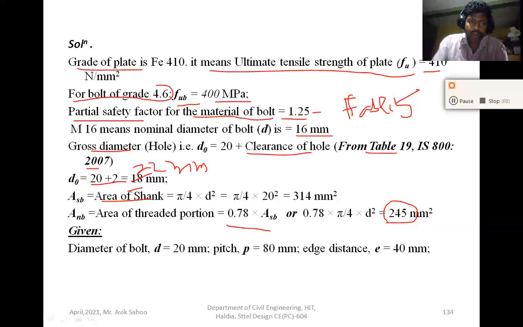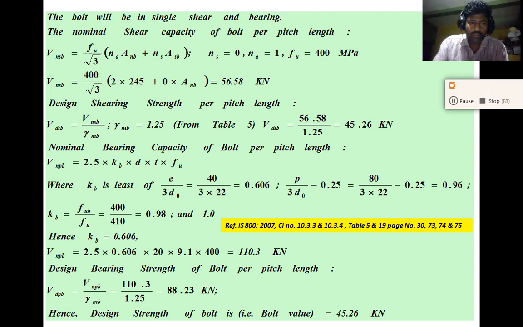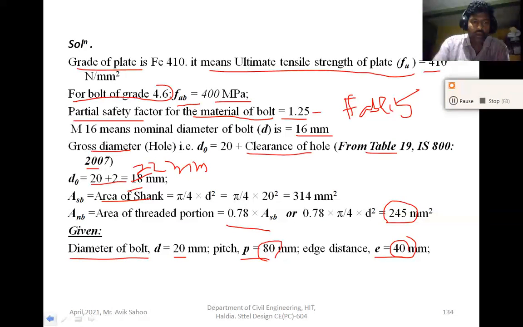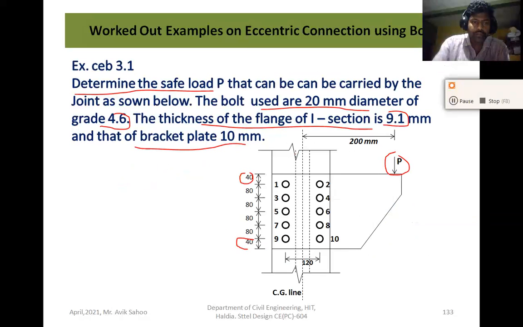What data are given: the diameter of bolt is given 20 mm, pitch given 80 mm, then edge distance given 40 mm. You see that the bolt will be in single shear and bearing. So how is it single shear? How does the bolt become single shear, that I show you.